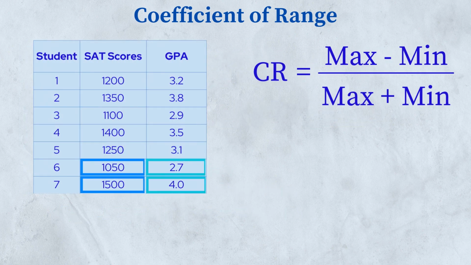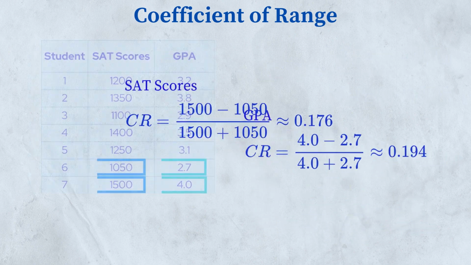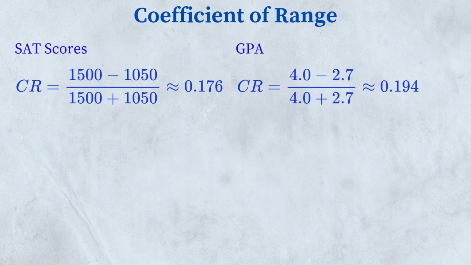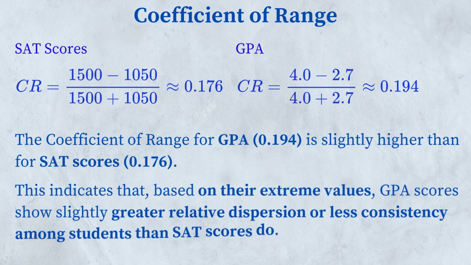Now, identify the smallest and largest values for each dataset, then insert them into the coefficient of range formula. The coefficient of range for GPA is slightly higher than for SAT scores. This indicates that, based on their extreme values, GPA scores show slightly greater relative dispersion or less consistency among students than SAT scores do.